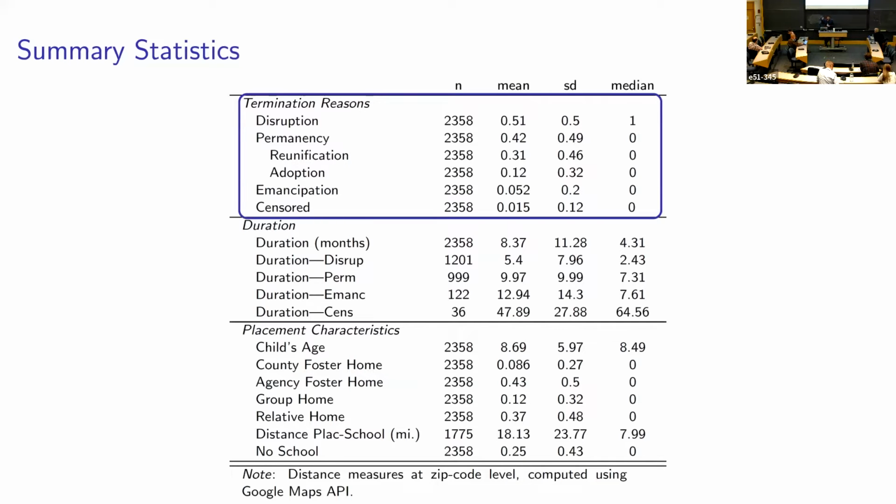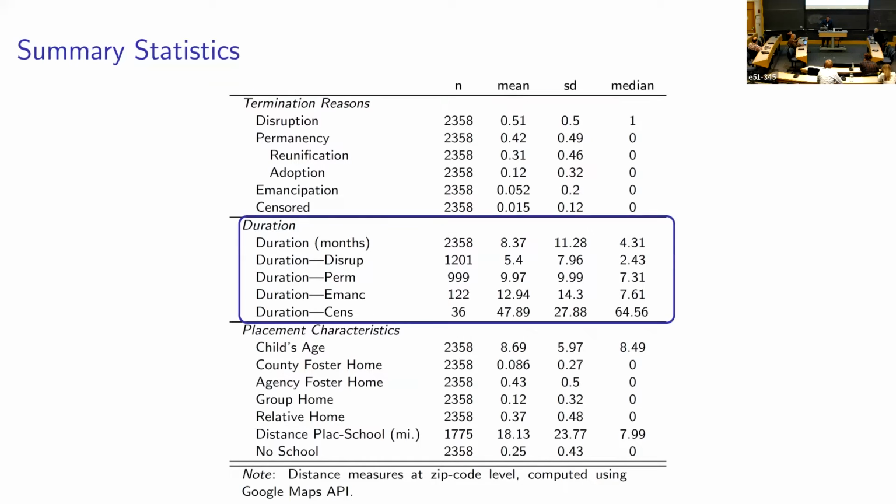I'm going to pool the two positive outcomes, reunification and adoption, together for practicality as permanency. So this is the good outcome, and it is 40% of the placements. In this sample, just 5% are emancipated, and as I said, censoring is not a concern. Now, in terms of duration, on average children spend almost 8 months in a given placement.